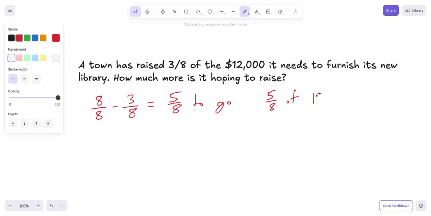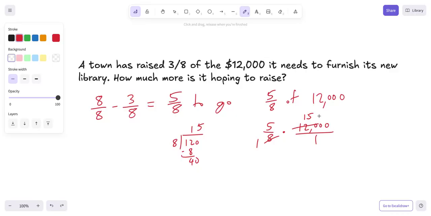5/8 of 12,000. "Of" in word problems always means multiply, so this is really 5/8 times 12,000 over 1. 12,000 divided by 8 is 1,500. So it'd be 1,500 times 5. That's 7,500.